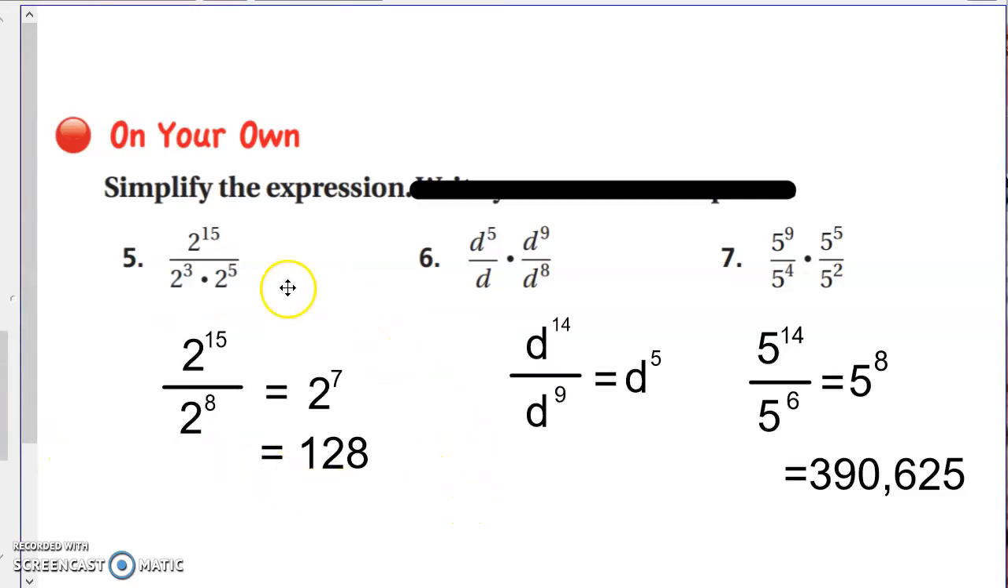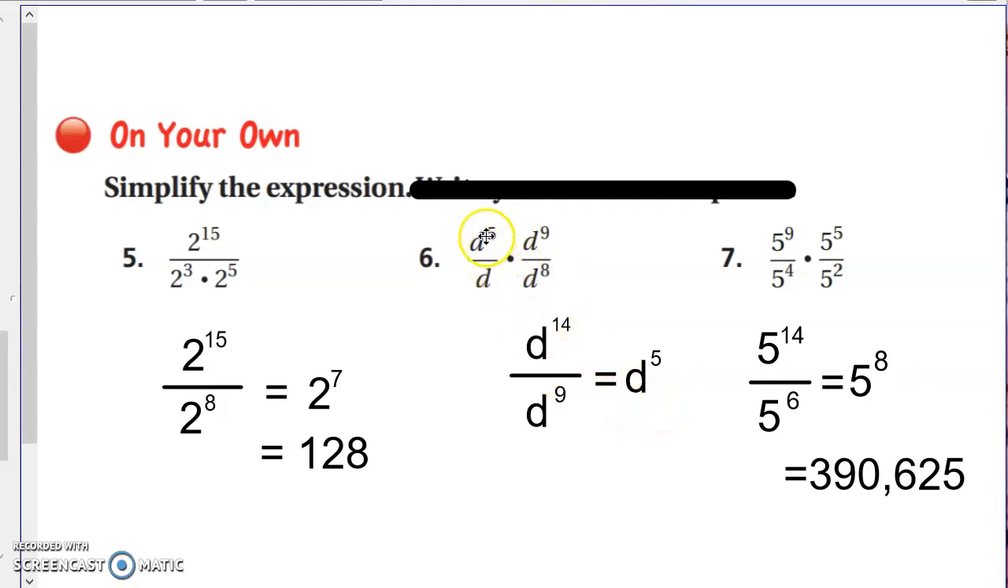All right, to check these ones. So first thing I did was added 3 and 5 and got 8. Then 15 minus 8 left me with 2 to the 7th power. And then I figured out 2 to the 7th power is 128. Second one here, I added 5 plus 9 and got 14. I added 1 and 8 and got 9, and that simplified to be d to the 5th.